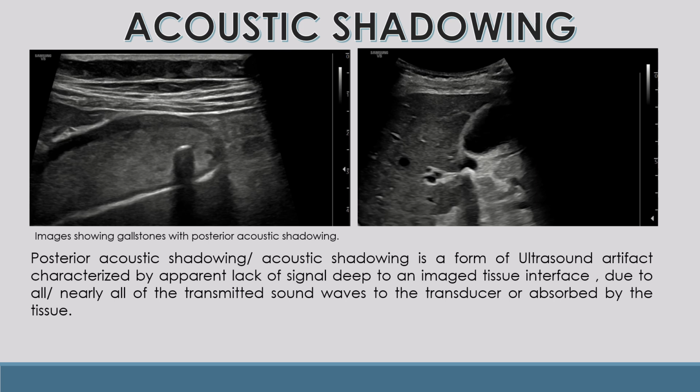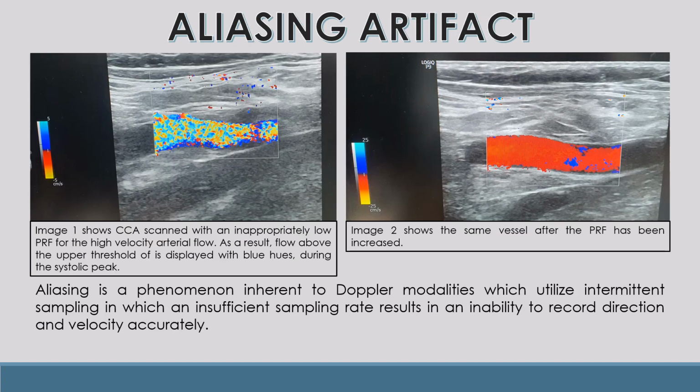Now we move on to the next artifact, which is acoustic shadowing. Posterior acoustic shadowing is a form of ultrasound artifact characterized by apparent lack of signal deep to an imaged tissue interface due to all or nearly all of the transmitted sound waves to the transducer being absorbed by the tissue. This image shows gallstones with posterior acoustic shadowing.